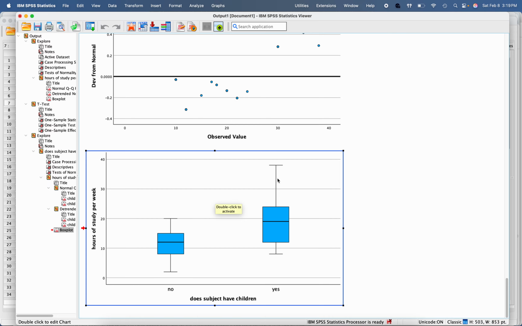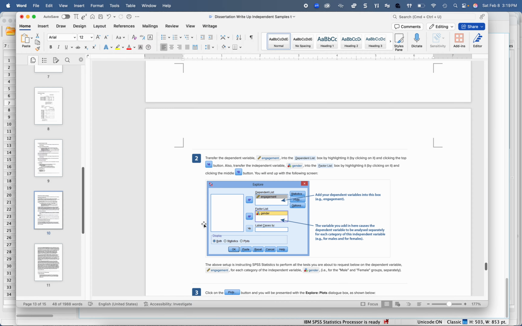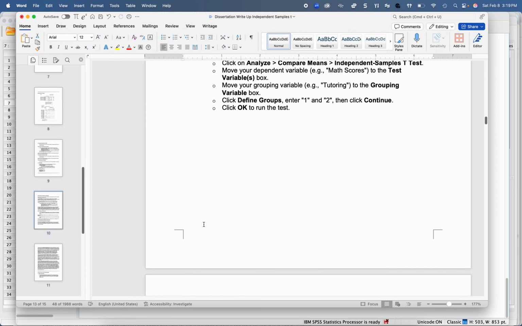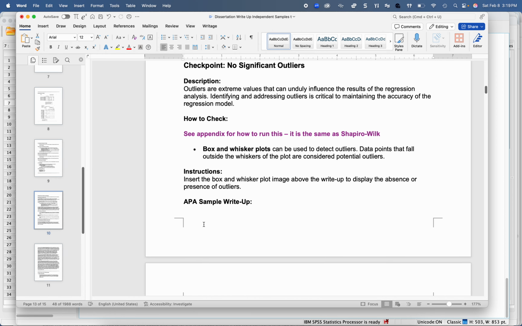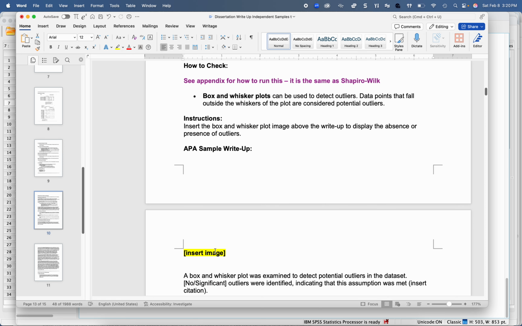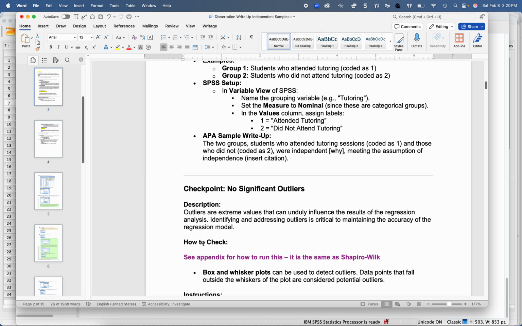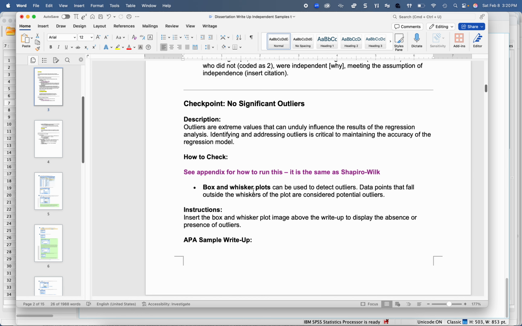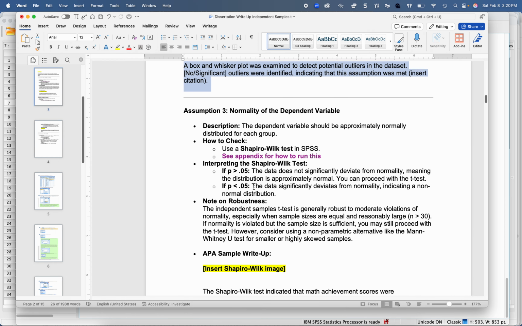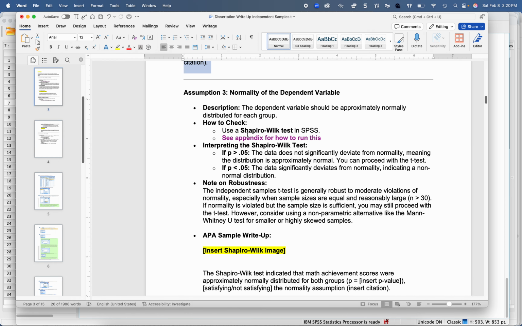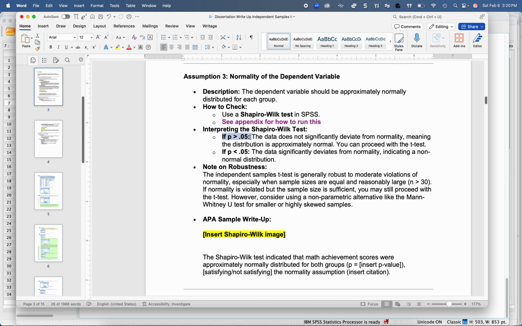Because there are no dots above or below the whiskers, I meet the checkpoint or the assumption that there are no outliers. So I'm going to take that box and whisker, drop it in here, and then I'm going to say that there were no outliers identified. So that's going to meet that component. Then for the normality, that is going to be the Shapiro-Wilk test. If my p-value is greater than 0.05, it does not deviate from normality. But if it's less than 0.05, it does.